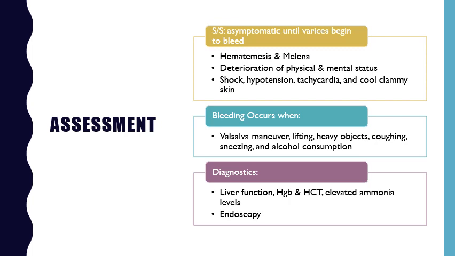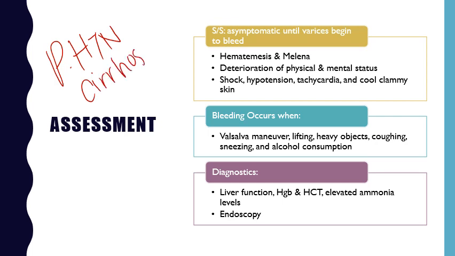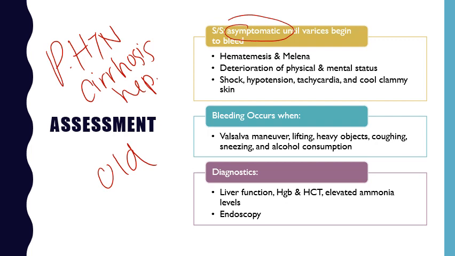Okay, so signs and symptoms. They are asymptomatic until those varices begin to bleed. So if they have some of those risk factors, like the portal hypertension, or they have cirrhosis, or hepatitis, or they're old, they're not necessarily going to know they have these because they are asymptomatic. And then they're going to start to bleed. Then we're going to get that hematemesis. We're going to get the melena. So hematemesis, if you remember, that is bloody vomit.